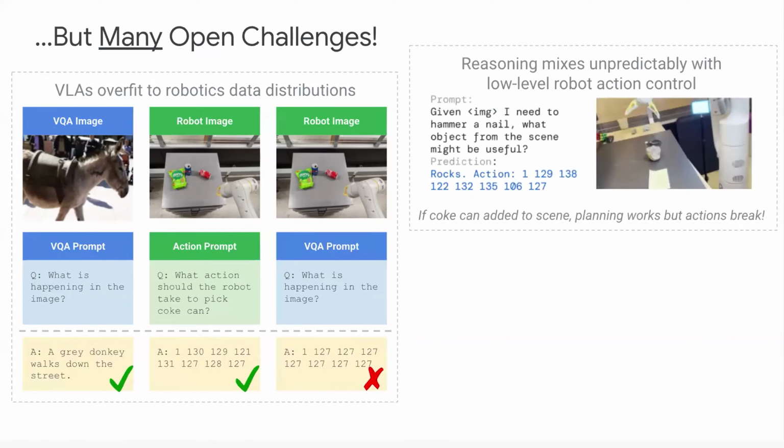Another example is reasoning, right? I think in RT2, we showcased some positive examples of chain of thought reasoning, first asking some kind of task, and then an intermediate chain of thought here. For example, what do I need to hammer the nails?